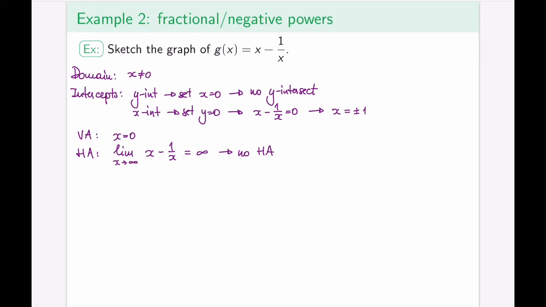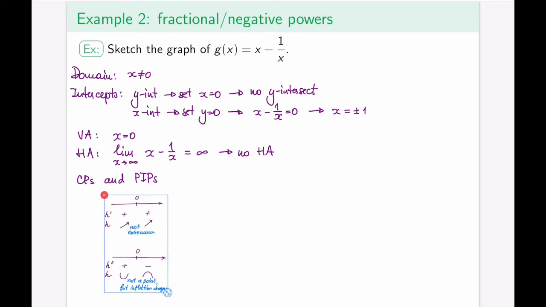Next up on our list are the critical points and potential inflection points. But this function is the one that we worked with before, where we actually discussed the critical and inflection points. So I will simply copy paste our analysis from before onto this slide. And with this information, we can produce the graph of our function.